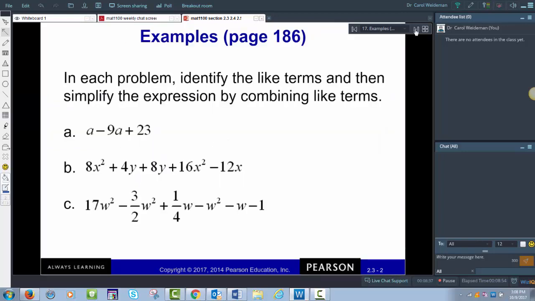In each problem, identify the like terms and then simplify by combining the terms. So let's look at this first one. We have 2 like terms here, the a terms. So we can combine those to get negative 8a plus 23.